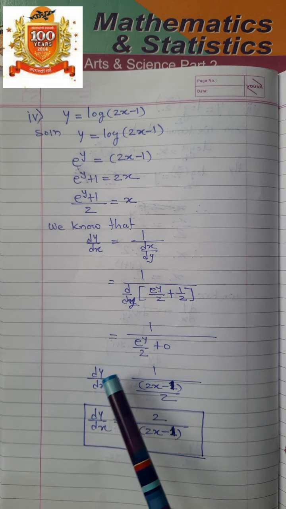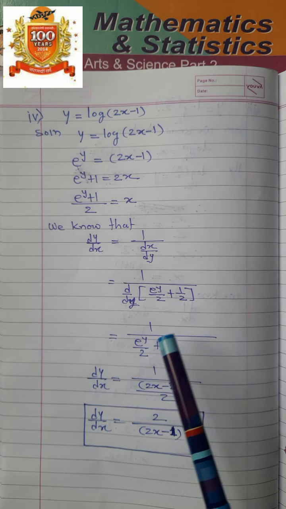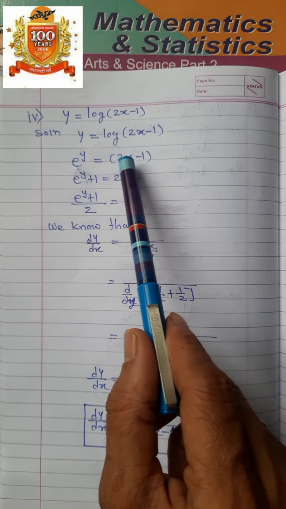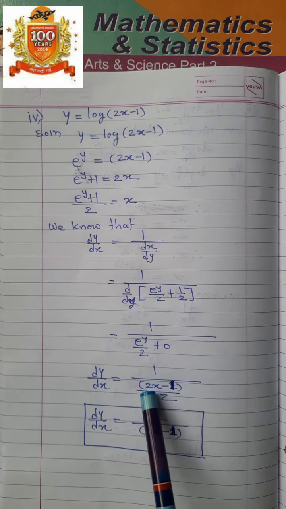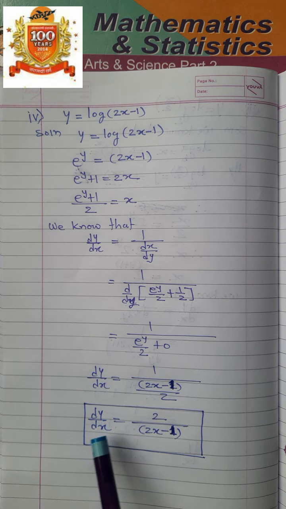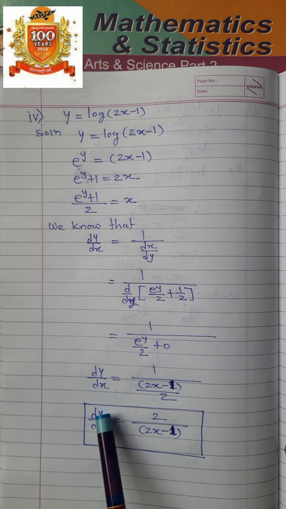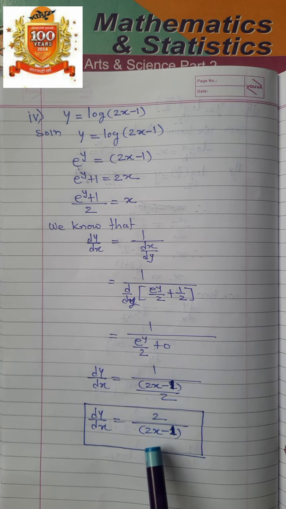Now, therefore, dy by dx is equal to 1 upon, put the value of e raised to power y. e raised to power y means 2x minus 1, upon 2. Thus, now this goes in numerator. Therefore, dy by dx is equal to 2 upon 2x minus 1. In this way, we complete this sum. Very simple sums are these.